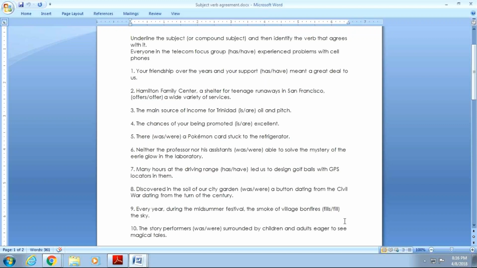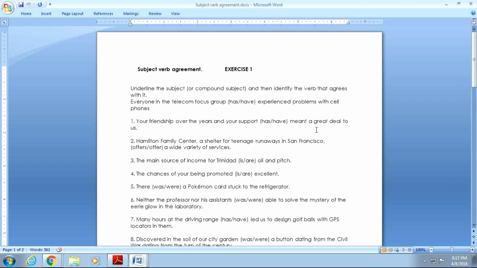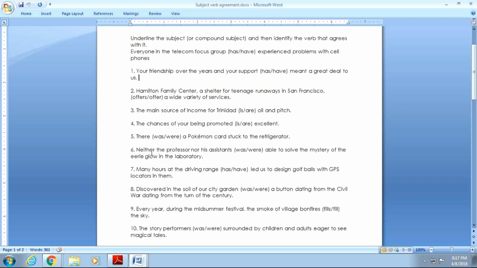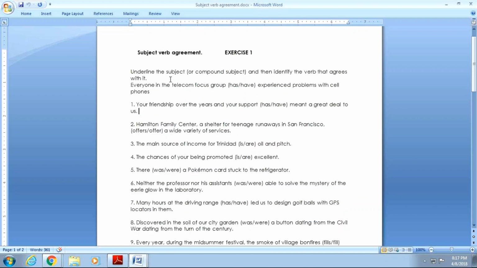Okay. Now keeping these core rules in mind, I want you to go to the first document on exercise 1, and here you have an example which is done for you. Based on that example, you can solve questions 1 to 5 first. Look at the example. Everyone in the telecom focus group has or have experienced problems with cell phones. Right. So everyone, as I just told you, takes a singular verb. So the right answer here is everyone in the telecom focus group has experienced problems with cell phones. Now for the first five questions, I want you to choose the appropriate verbs, and also underline the subjects.